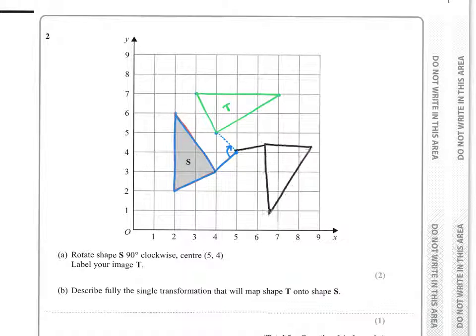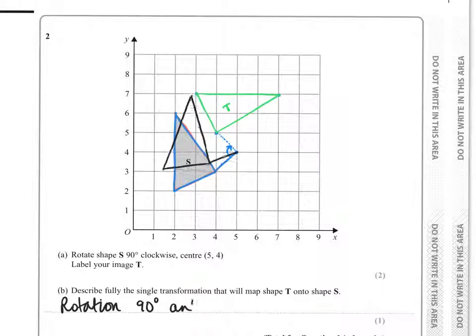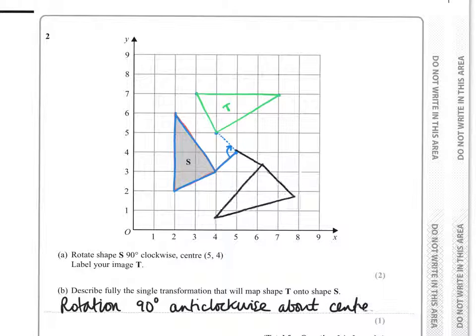All you've got to do is make sure you've got the vertices correct. So the vertices we had were 4, 5, and then 3, 7, and then 7, 7 for the triangle labelled T. So that's part A. And then it says, describe fully the single transformation that will map shape T onto shape S. Well, it's going to be the reverse of part A, isn't it? So we shall say that it is a rotation, and it's going to be 90 degrees, but instead of clockwise, it's just going to be anti-clockwise about centre 5, 4. So nice easy marks there.